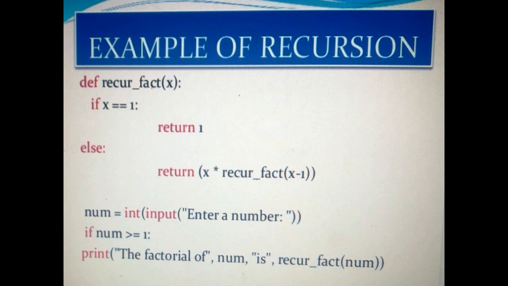Let us call it. While calling, we are using a variable num and we are giving its value. Then we are checking it: is the number greater than or equal to 1? And then we are printing that the factorial of num is recurse_fact of num. What does it mean? We are calling the function recurse_fact.